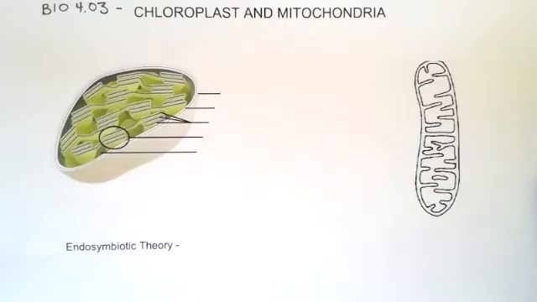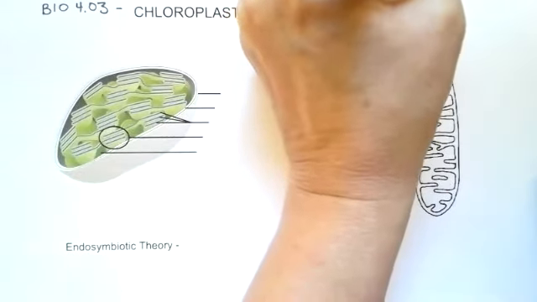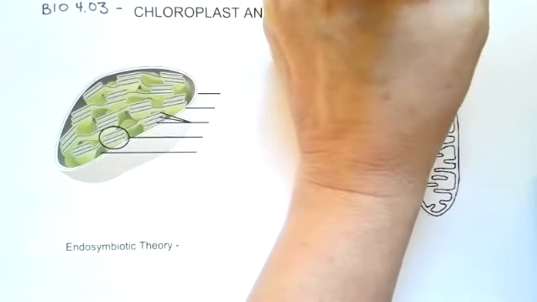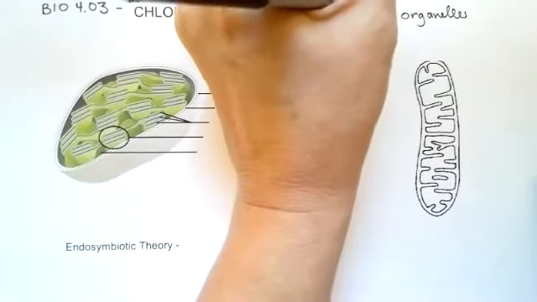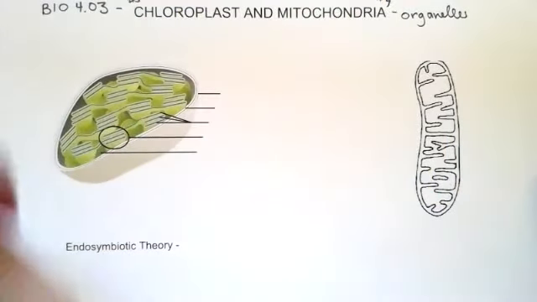Hello, welcome to biology lesson 4.03 on chloroplast and mitochondria. These guys are both organelles. So we are talking about organelles, and this is the third and the fourth organelle we've talked about. Do you remember the first two?